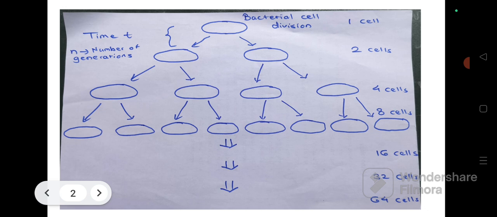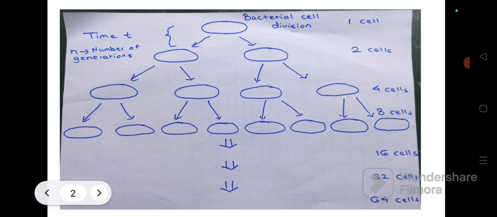One cell divides to form two cells, which divide to form four cells, which divide to form 8 cells, and as it continues, 16 cells, in the next generation 32 cells, and in the next generation 64 cells. In this way, in each cycle of replication, the bacterial cell number doubles, and this is called exponential cell division.